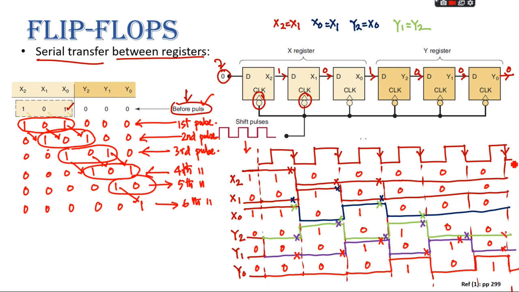So if you draw it for the next pulse, what will happen? All 0, sir. All will be 0 in the seventh pulse, right? Yes, sir. Is there any confusion or anything that needs clarification?